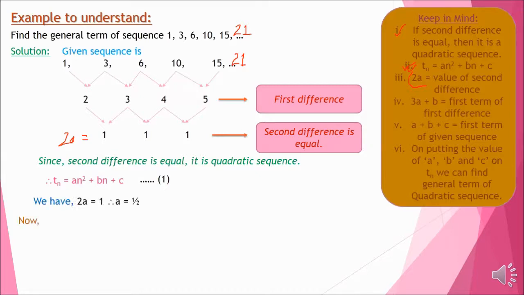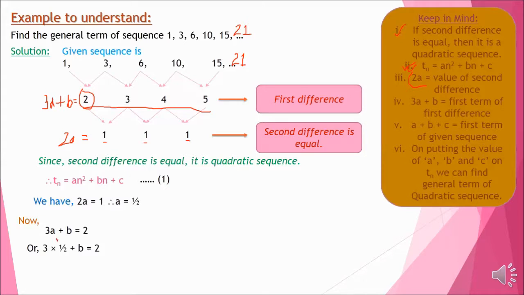We have 2a equal to 1, so a will be 1/2, isn't it? 2a is the value of the second difference, the second difference is 1, so a is equal to 1/2. Now 3a plus b is equal to the first term of the first difference. This entire row is the first difference, so its first term is 2. So 3a plus b is equal to 2, isn't it? Now we can put the value of a right here.